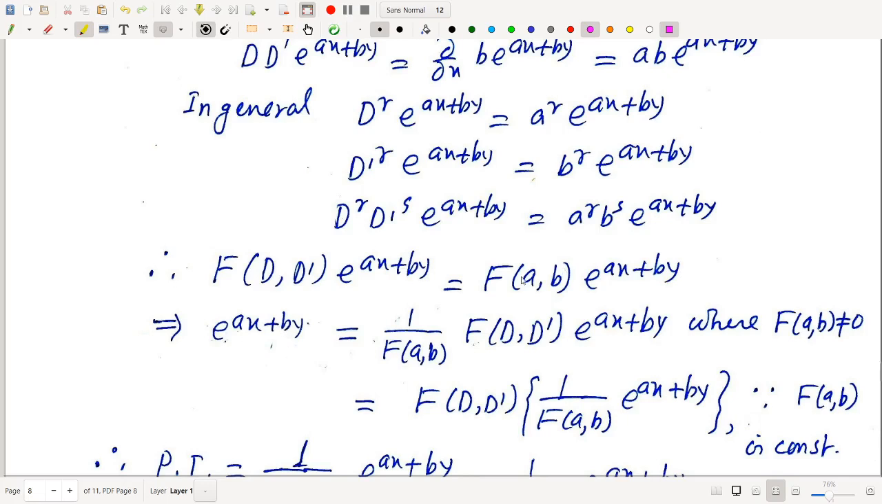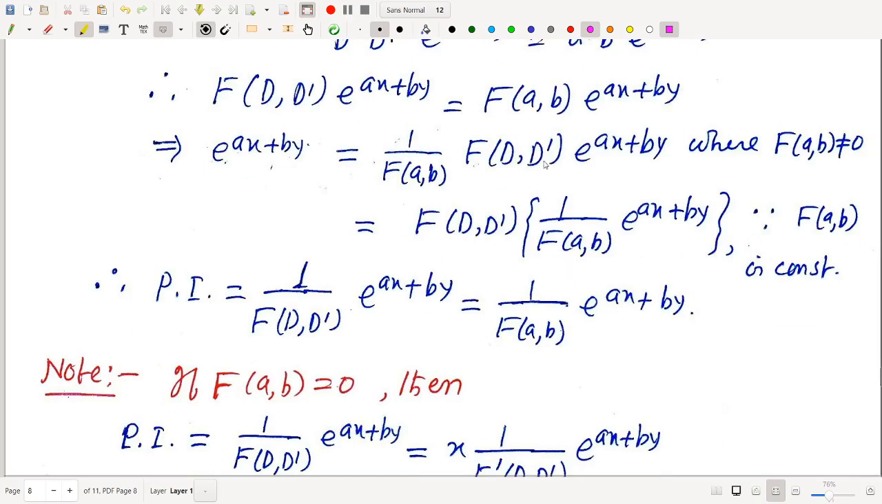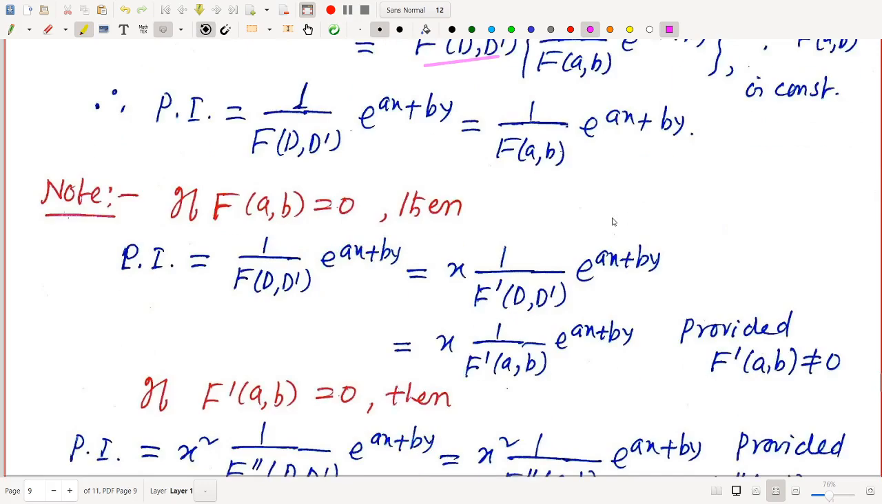Therefore, e to the power ax plus by is 1 by f of ab, f of D comma D dash operating on e to the power ax plus by. But f of ab, provided f of ab is not 0, is a constant, so you can take it inside, and therefore PI is 1 by f of D comma D dash operating on e to the power ax plus by. With the inverse operator, it will become only the inside thing, 1 by f of ab e to the power ax plus by, and no plus c, no plus arbitrary constant, because we are finding the particular integral. So this is the rule, justified, provided f of ab is not 0.